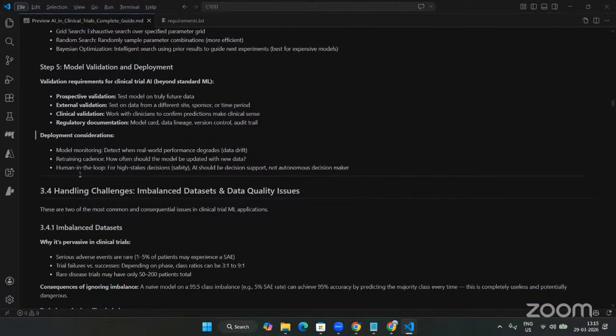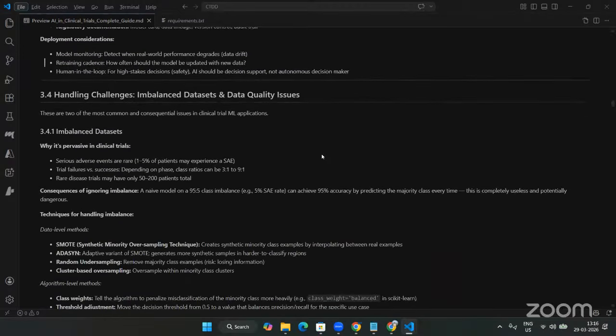Now, deployment considerations are model monitoring, to detect when real world performance degrades, that is, when data drift is happening. Then retraining cadence: how often should the model be updated with new data. And then human in the loop for high stakes decisions, like for safety purposes. AI should be decision support, not an autonomous decision maker.